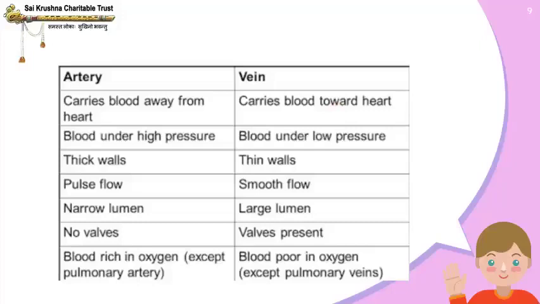In arteries, the blood is rich in oxygen, whereas in veins, the blood is poor in oxygen. It has more carbon dioxide. Except for the pulmonary artery and pulmonary veins, which I will explain to you in the next slides.